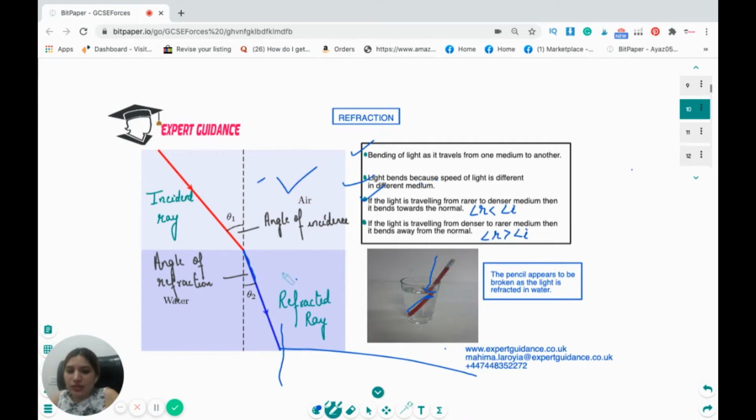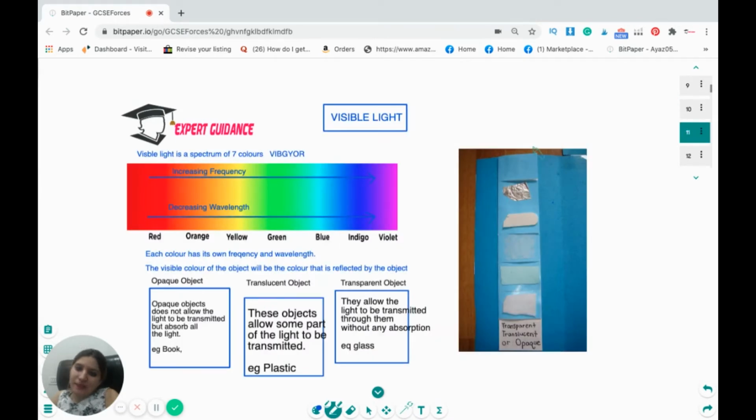Now, these are the two media, air and water. We draw the normal. The incident ray comes to the surface. As soon as it goes into the water, it bends towards the normal, and the angle of refraction is smaller than the angle of incidence. Okay, so this is what the bending of light is.